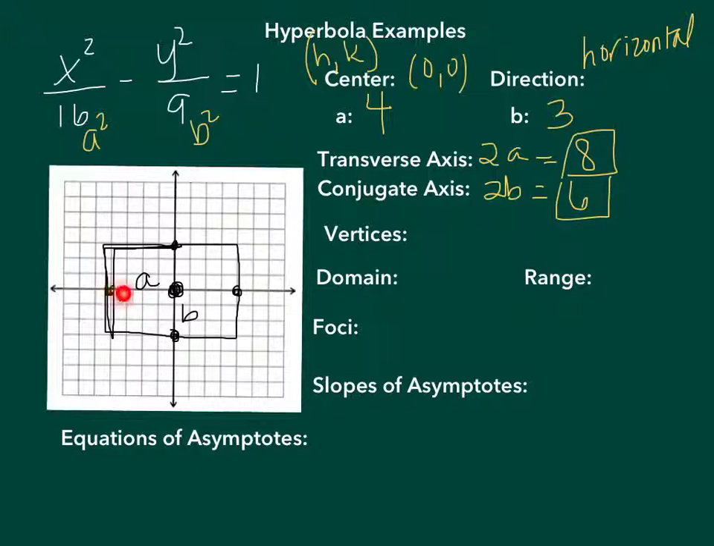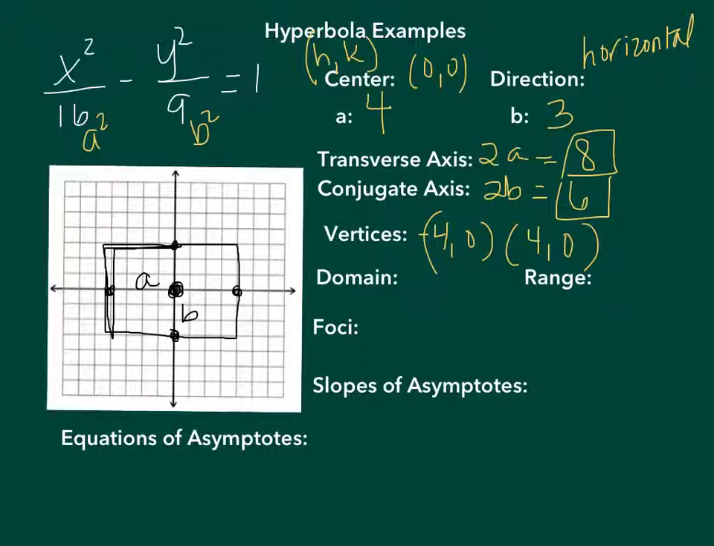You can see that this is 8 units long, this is 6 units long. These are my vertices because it's going to be horizontal, so it's going to open this way. And this point right here is negative 4, 0, and the other point is 4, 0. So I've got 2 vertices.